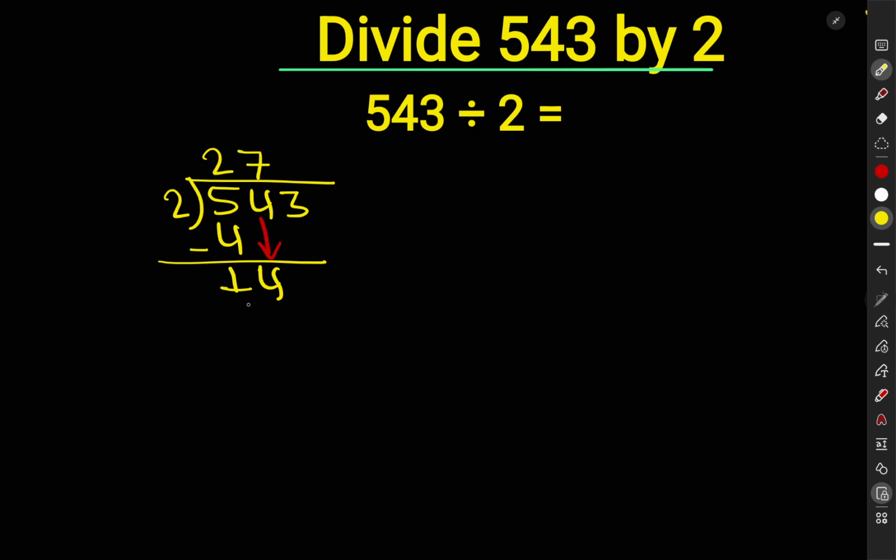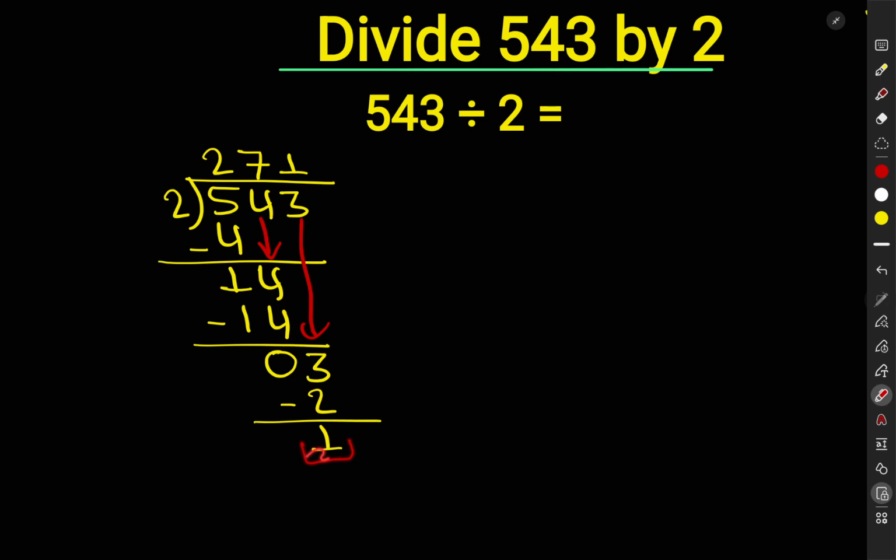2 times 7 is 14. On subtracting, we get 0. So now we put down this 3 and 2 times 1 is 2. On subtracting, we get 1.